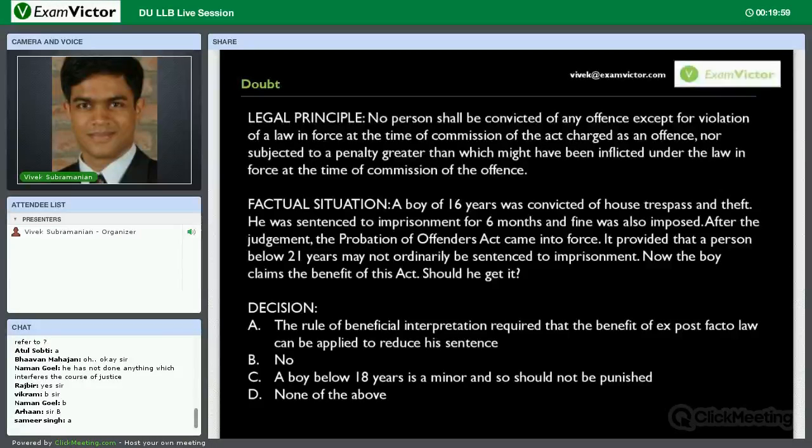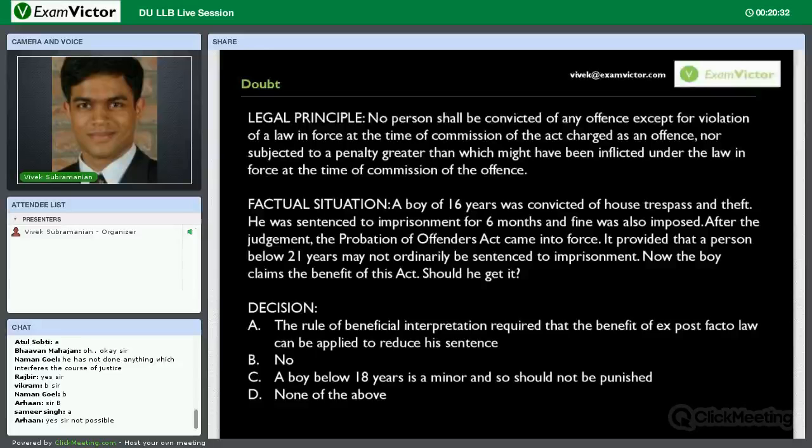And secondly, it talks about the penalty also. It says that no person can be subjected to a greater penalty than what was provided in law at the time when the act was committed. So the penalty cannot be greater, which means it can be smaller. Penalty cannot be greater than what it was at the time when the act was committed. And of course, if an act was not an offence at the time of committing it, then subsequently by law it cannot be made an offence. This is what the legal principle is.